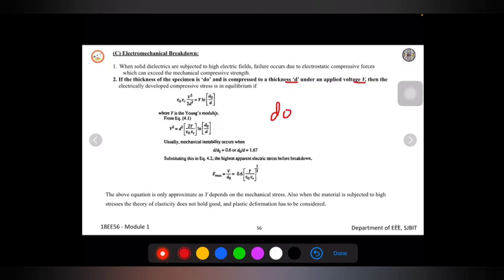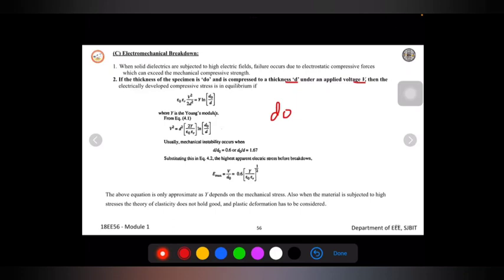of the dielectric. So hence we cannot make use of the elasticity property. Plastic deformation has to be considered here. So this is regarding electromechanical breakdown.